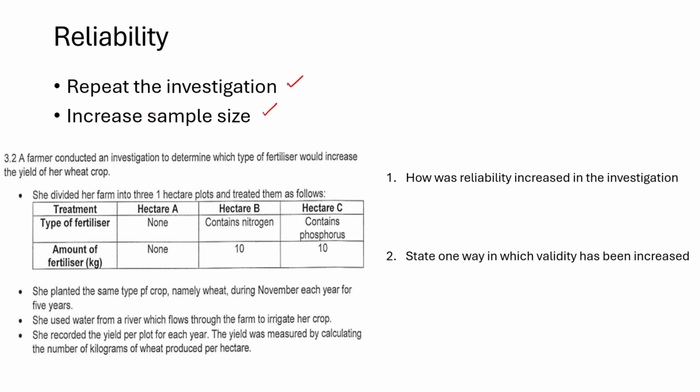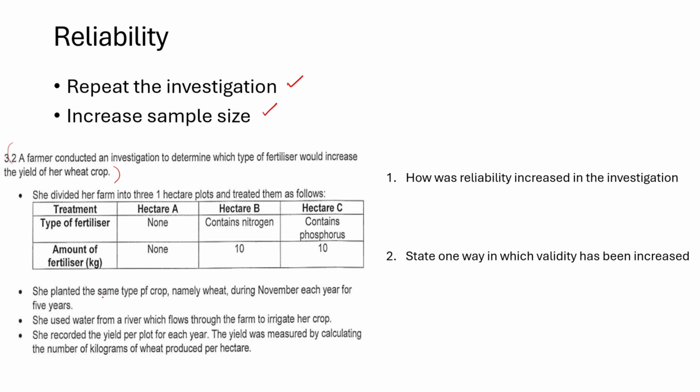Okay, so now for example, in this one it says a farmer conducted an investigation to determine which type of fertilizer would increase the yield of her wheat crop. Okay, this is the first paragraph where you get your aim, your dependent variable, your investigative question, your hypothesis. But now these points are the procedures. She divided her farm into 3 1-hectare plots and treated them as follows.